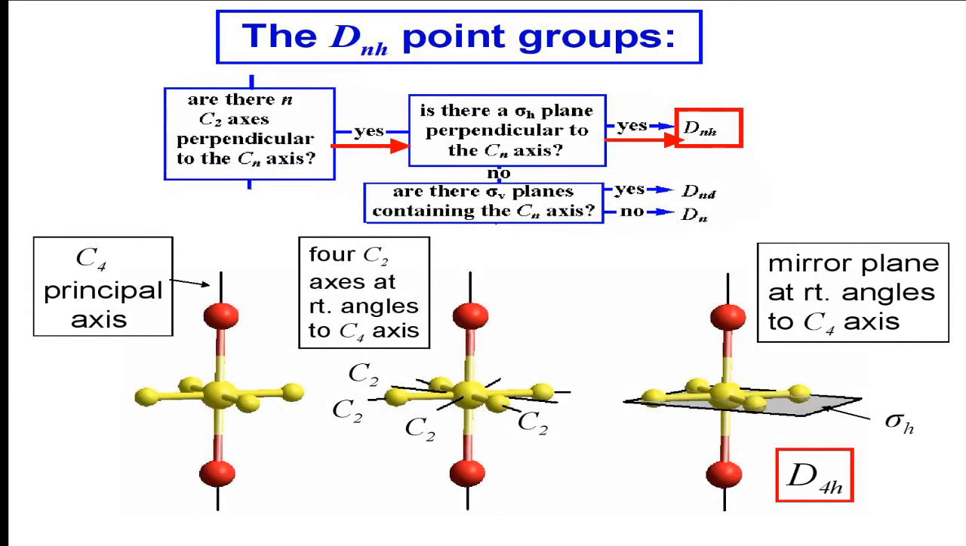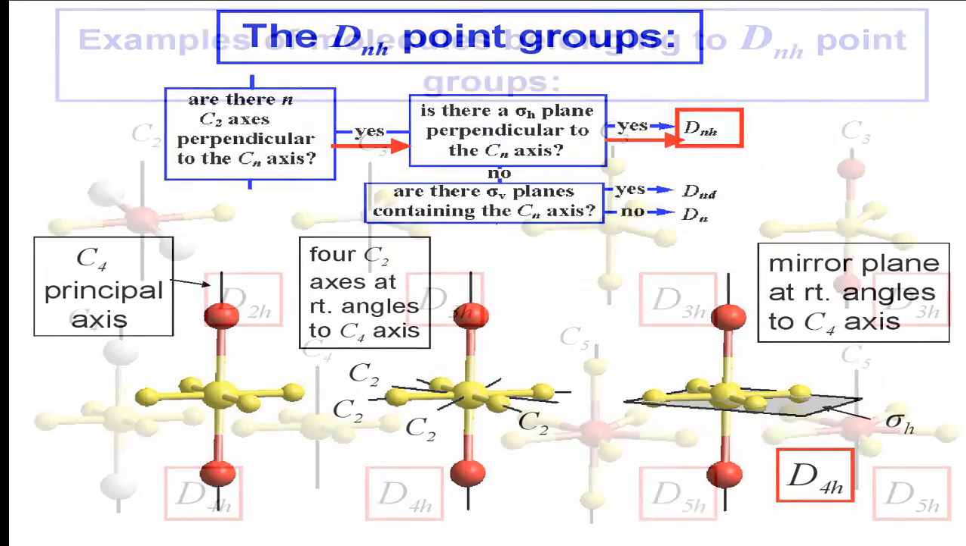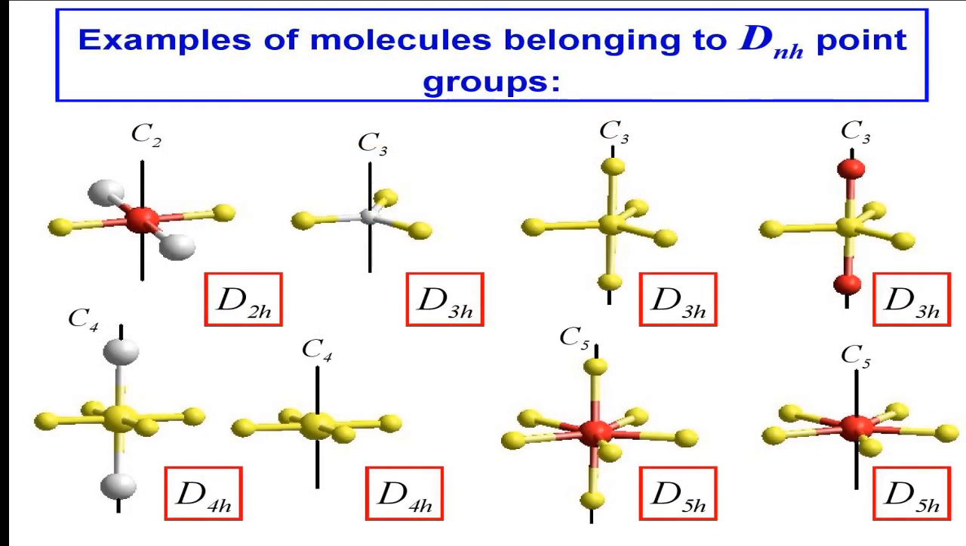Let us see the Dnh point group. For example, you see this molecule. Is there a C2 perpendicular to Cn? Yes. Is there a sigma h plane? Yes. Then we can assign the molecule as D4h. So all octahedral molecules with symmetry, or if both atoms are the same at the axial position, come under the point group D4h. Then examples of molecules belonging to Dnh point groups.